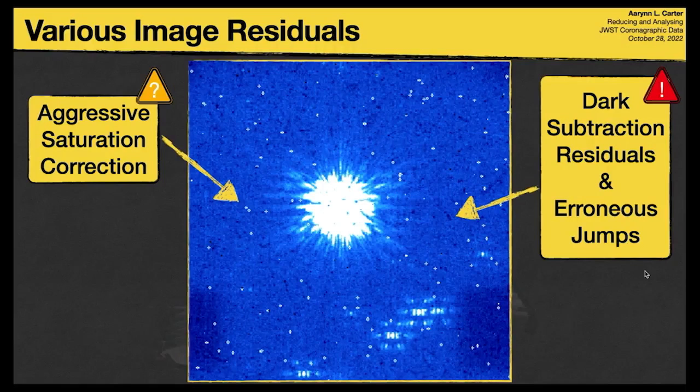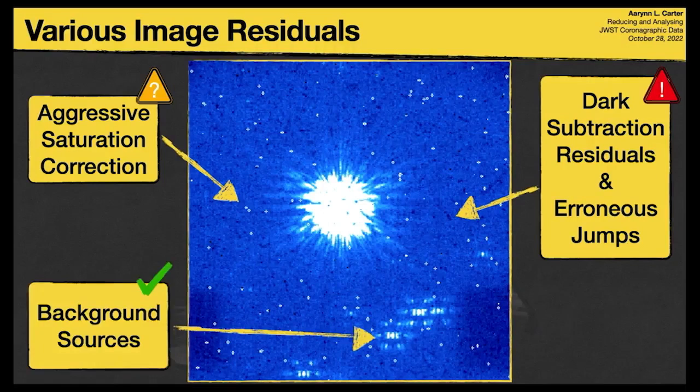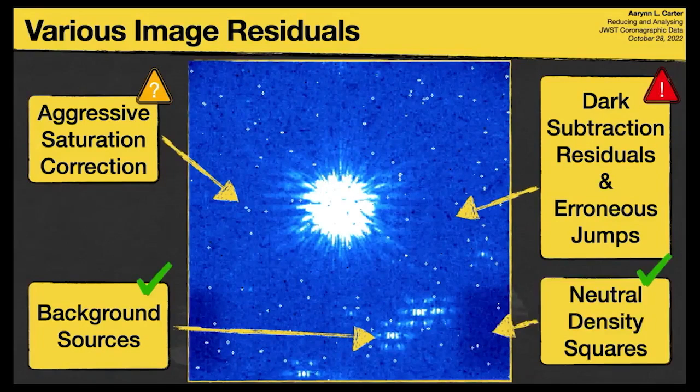There are a couple of things that are also in the image that are totally fine. And that's, one, the background sources here. You can see these hexagon shaped things. Those are stars in the image that are just there. That's to be expected. And then also you can see these black squares. These are actually neutral density squares. They're a part of the instrument, and these are used for target acquisition. We position a star behind there to get a good centering before we move it behind a coronagraphic mask.